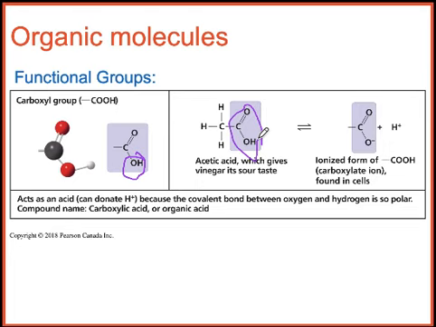And when it gets in its ionized form, right, it gives away a H. It's a very weak acid, but when it gives away its H, then it becomes COO minus, right? So it's a carboxylate ion, right? This is found in cells. And it acts as an acid and can donate hydrogens because the covalent bond between oxygen and hydrogen is so polar, right? Now, so we call this carboxylic acid. So carboxylic acid, right? Or here they write organic acid. I've never heard of that.